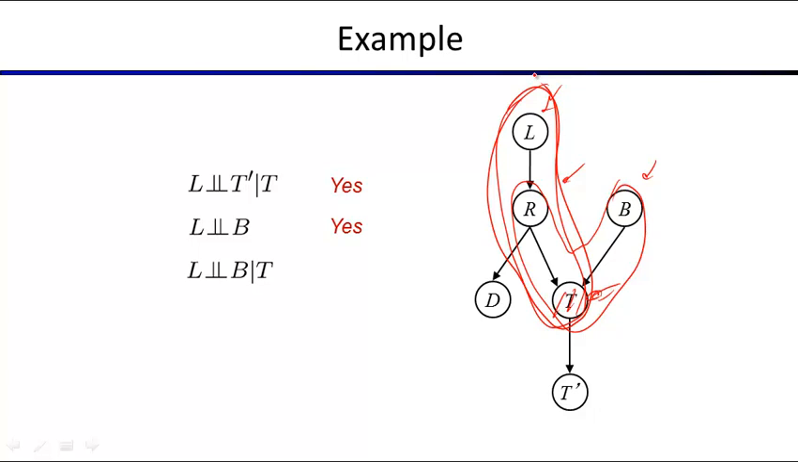LRT is a causal reasoning pattern. The middle node is not observed, so it's active. Both triples are active, which means we found an active path, and so we have not guaranteed.